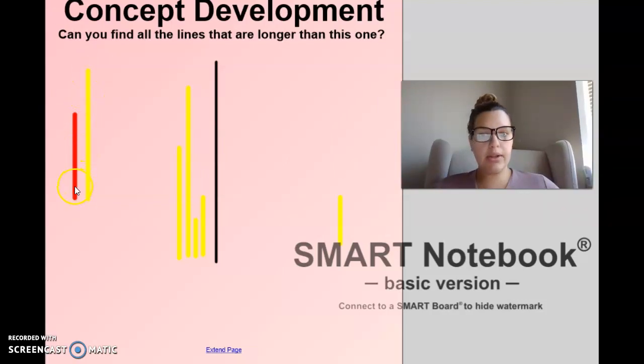Is the yellow line longer than the red line? Yeah, it is. It is taller than the red line. Very, very nice. And we have one more.